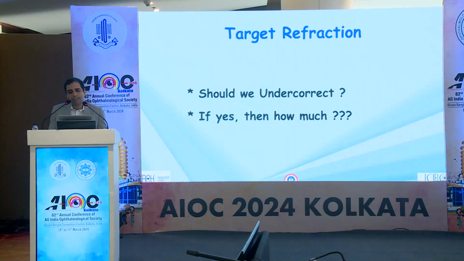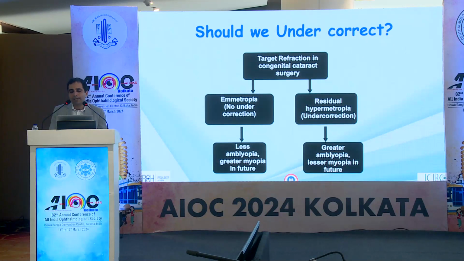In the target refraction, the main question is, should we undercorrect, and if yes, then how much? The principle of undercorrection is that you may have a greater chance of getting amblyopia just now, but if you correct them well with spectacles, the chances of developing very high myopia when they grow up is much less. Whereas the theory for emmetropia, which means very little undercorrection, is less amblyopia now, but the chances of developing very high myopia after, when they grow up, is quite high.